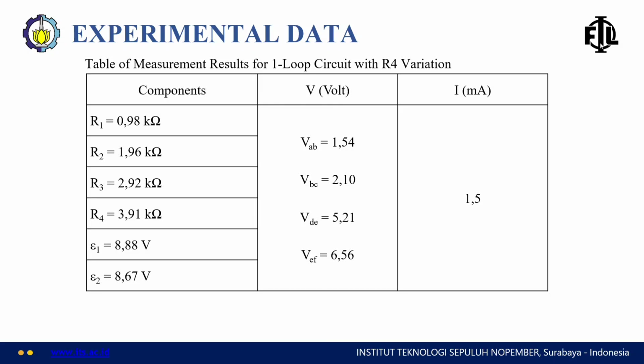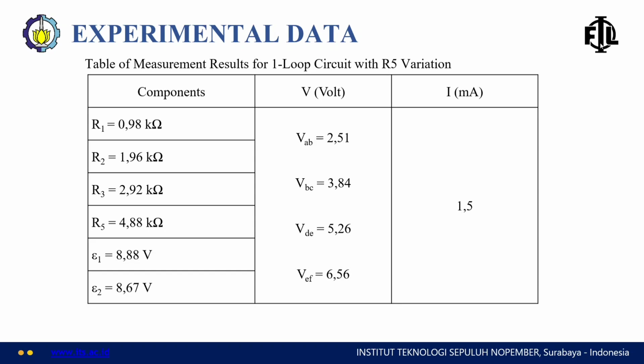The second column shows the voltage measured by the multimeter across each resistor. Since we are using four resistors in the circuit, we measure four voltages, representing the voltage drop across each resistor. The third column contains the current value expressed in milliampere. This is the current measured by the multimeter. Because this is a single series circuit, the current flowing through each component is the same.